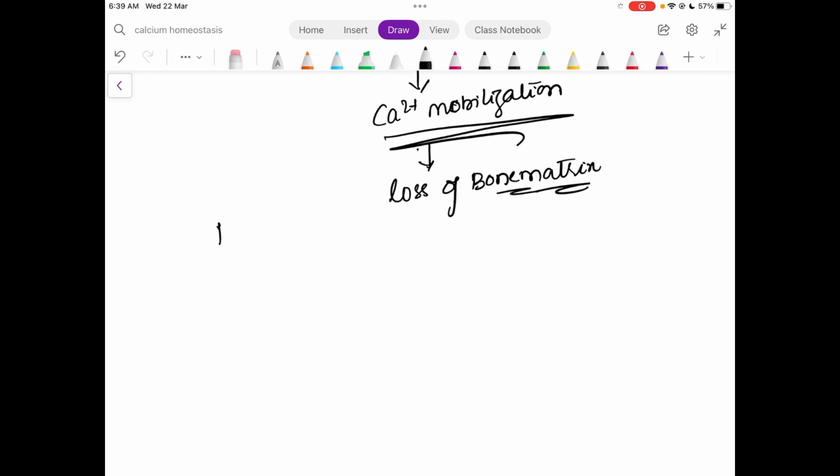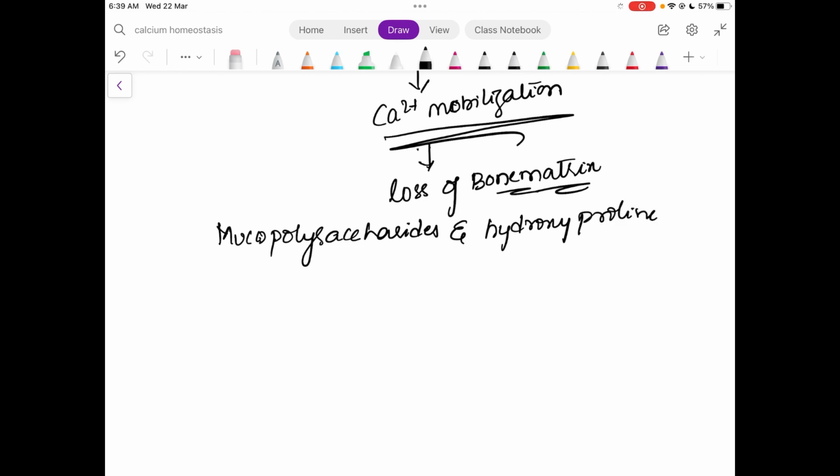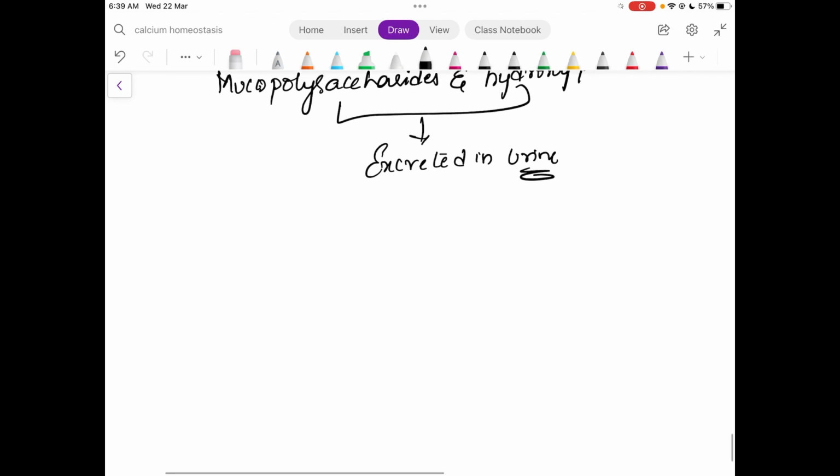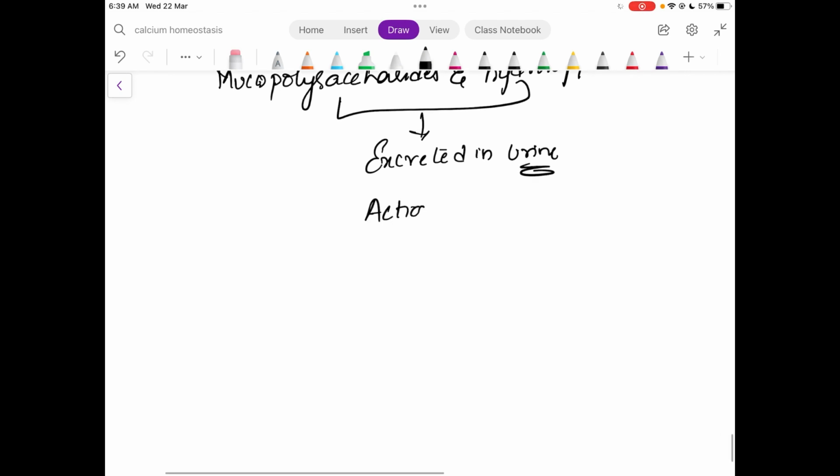Okay. With the breakage of bone, mucopolysaccharides and hydroxyproline, these two are excreted in urine. Okay, this is how PTH acts whenever calcium levels are low in the body. Next, we'll see action on kidney.